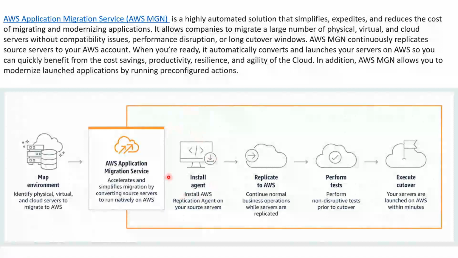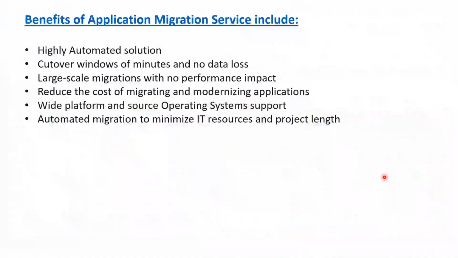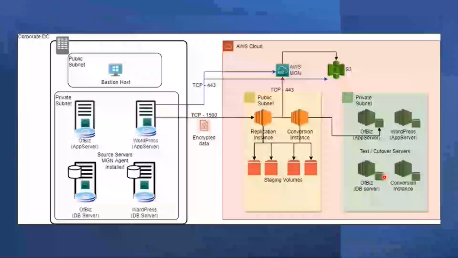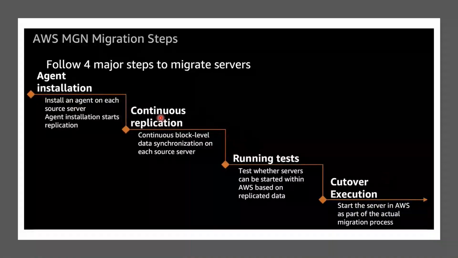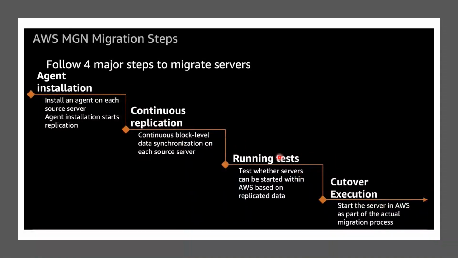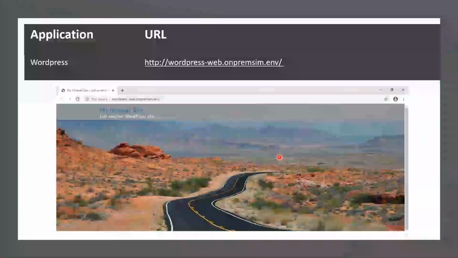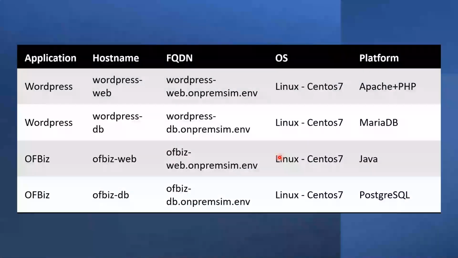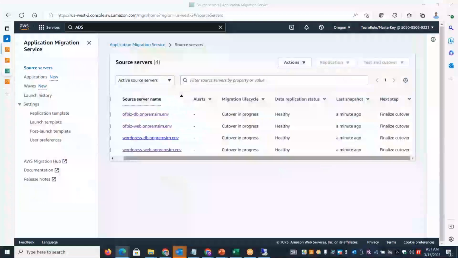What we have done so far: we have installed the agent, and we have replicated the disks from on-premises to the AWS staging environment. We did the testing, and now we are executing the cutover on the final cutover date. These are the high-level steps: continuous replication, testing, then final cutover execution. Okay, let's go and find it out.